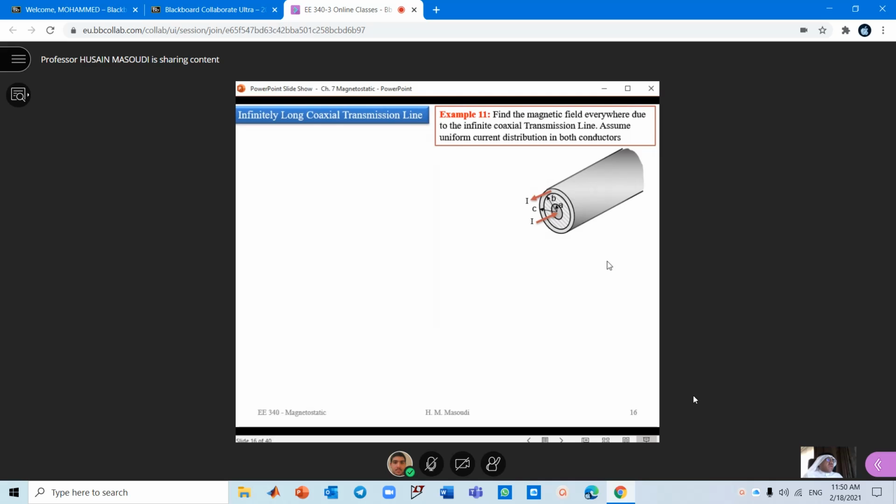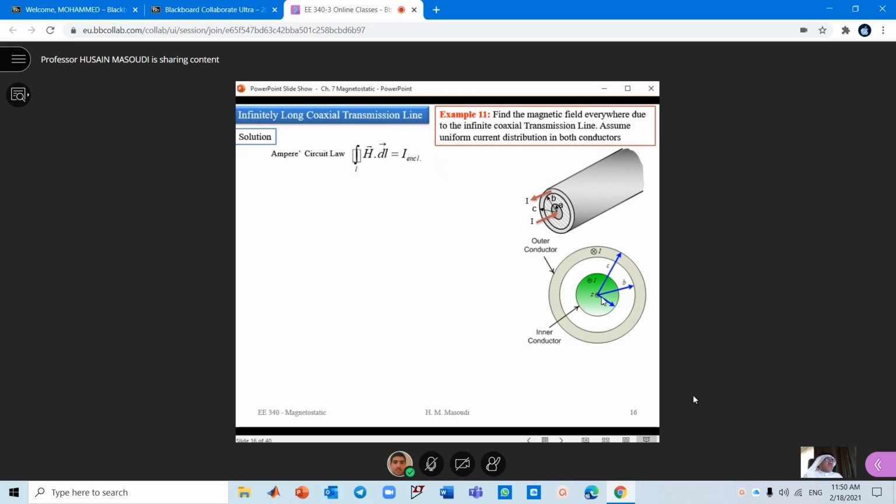Now, if we put this in the XY plane, this is how the cross section looks. This is the inner conductor carrying a DC current along the Z direction. And the same amount of current, the return current, is flowing in the thickness of the outer conductor between B and C. Again, assume the current to be uniformly distributed over the surface of the conductor.